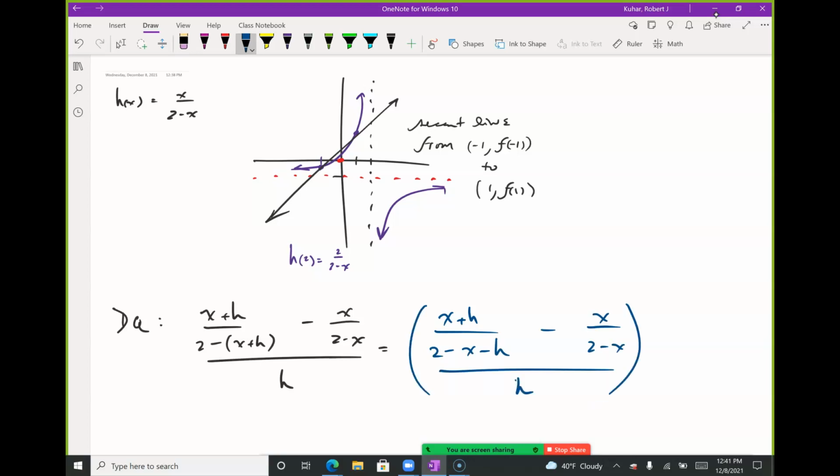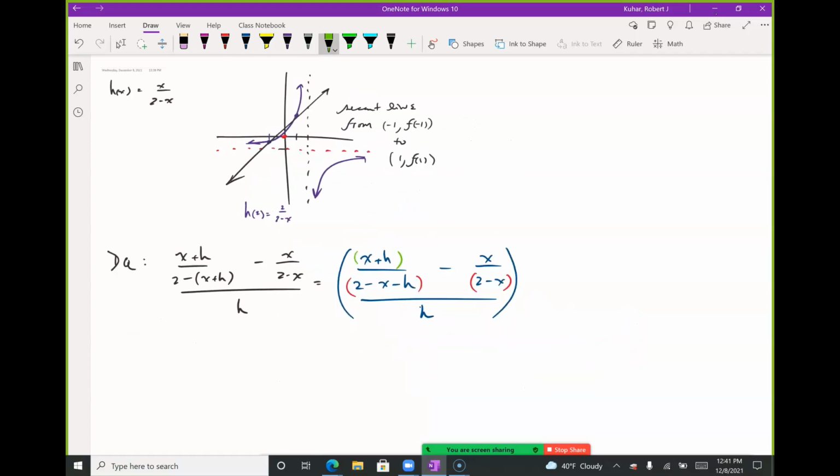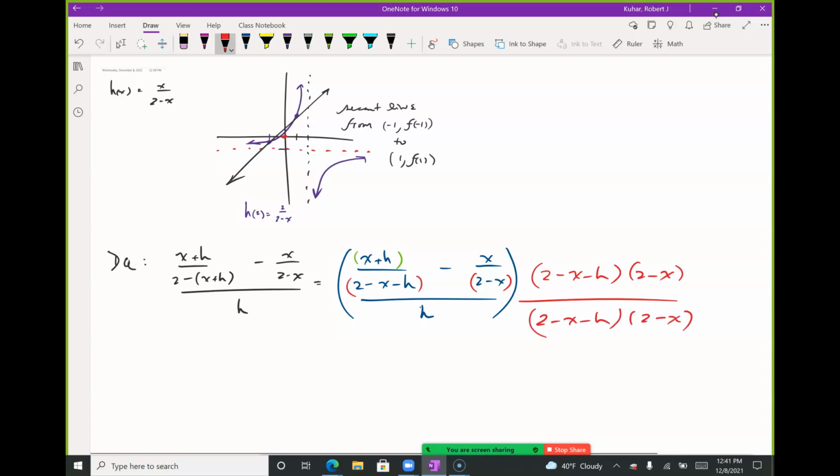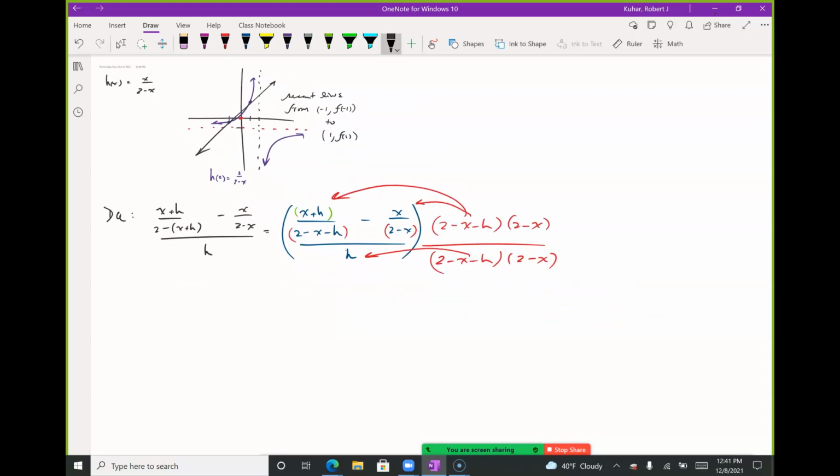And then it's pretty clear I'm going to use my LCD there of the wrapped denominators, right? So I'm going to multiply top and bottom by 2 minus x minus h times 2 minus x all over 2 minus x minus h times 2 minus x. We do this a lot in Calc 1. We do this process a lot, which is why I've been stressing it so much. I want to multiply to numerators, right? Everyone okay?